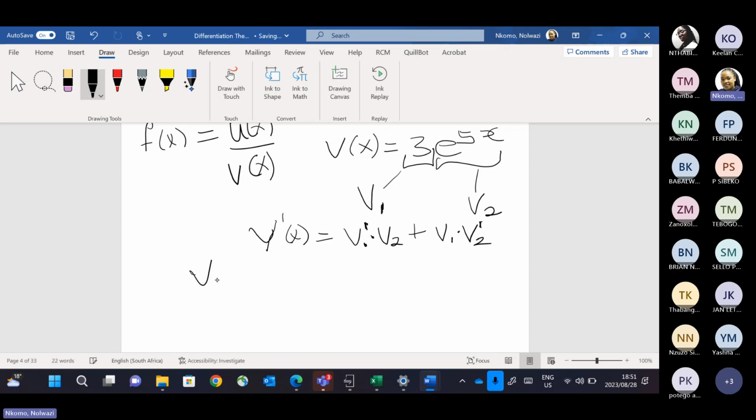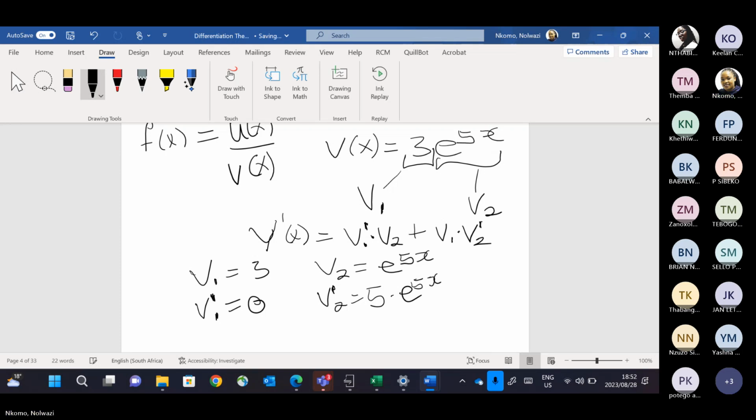Okay, we have v1 is 3. Remember, the derivative of a constant is 0, right? And you have v2 as e to the power 5x. We said if we are given a function like e to the power a constant times x, then the derivative of that function would be the constant times the function itself, right? Yes. Okay, we have all these three, we just have to substitute them back.